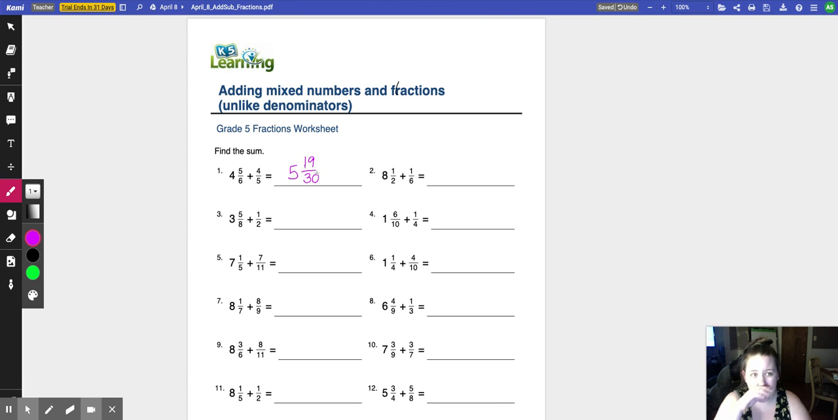And guys, if you want to start writing on your documents using your mouse, your trackpad, or your finger, you can using this program called Kami. However, I would just recommend that for math, just write it on a scrap sheet of paper, show your work on a scrap sheet of paper, and just have your parent email or send it to me via Dojo. All right, so that's 5 and 19 thirtieths.